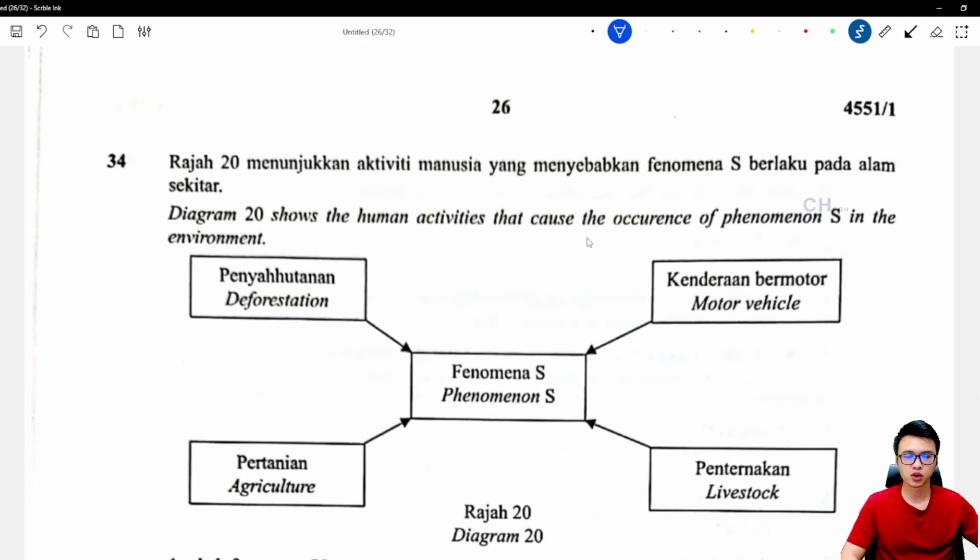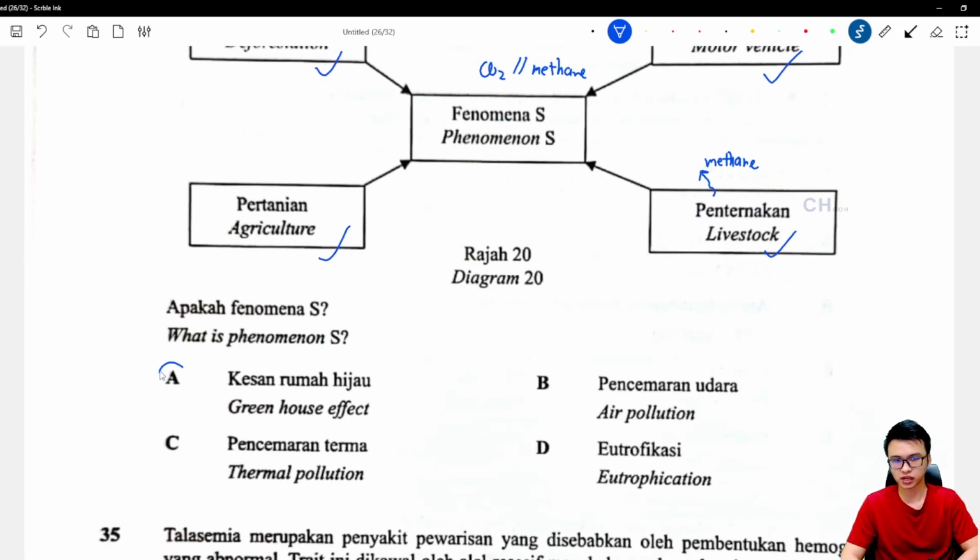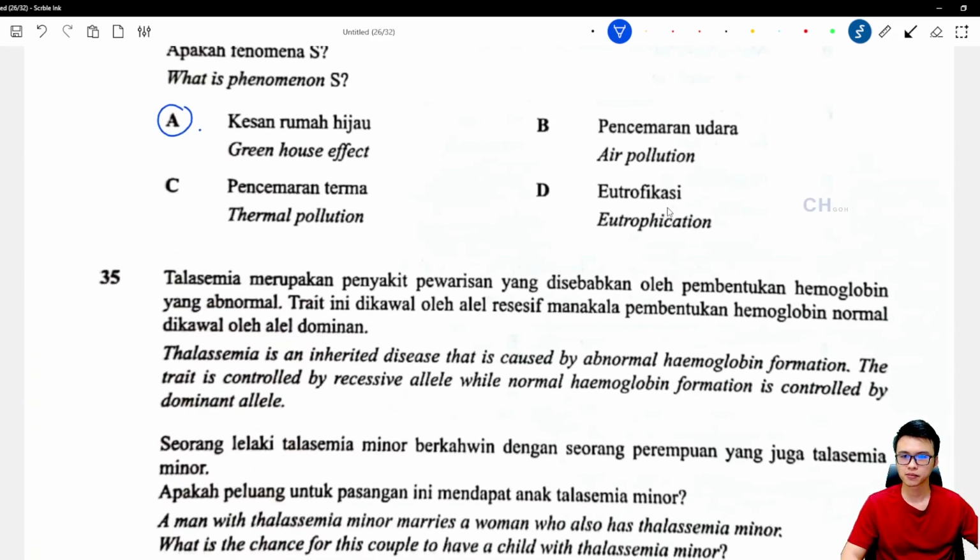Question 34. Human activity that causes the occurrence of a phenomenon in the environment. Deforestation, agriculture, motor vehicles, livestock. All these things will produce a lot of carbon dioxide and methane gas. So why is livestock included here? It will produce a lot of methane gas. Methane gas is one of the greenhouse gases. It will cause global warming eventually. So phenomenon S must be the greenhouse effect.